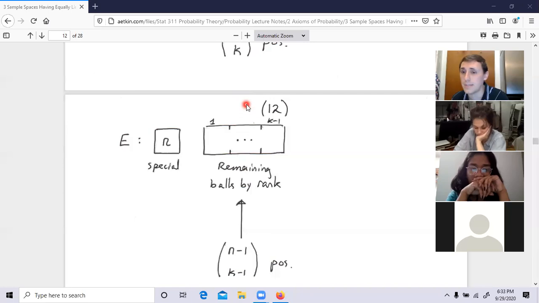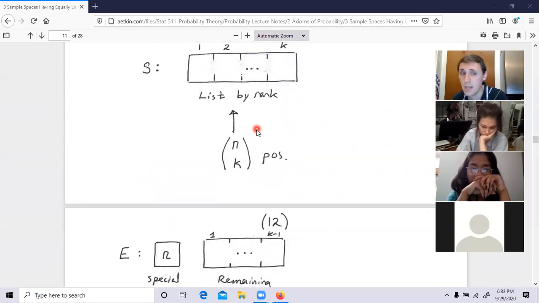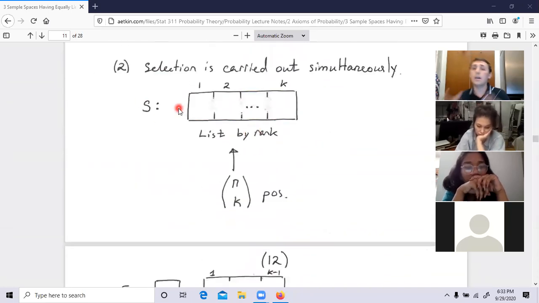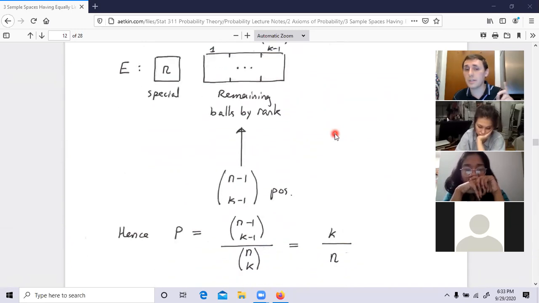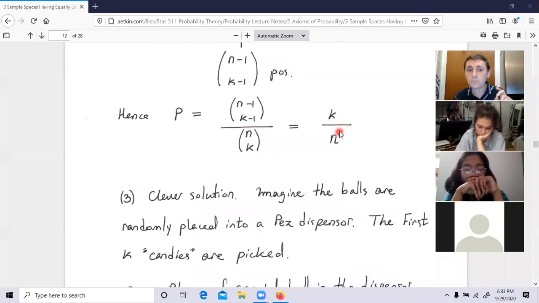Notice they are not the same sample space. Do you understand why they're not the same? Because the sample space here does not indicate in which order the balls appeared. There's no record of that. So it's a different sample space. But maybe you think they are kind of very similar. Let me show you a much more clever way of doing that.